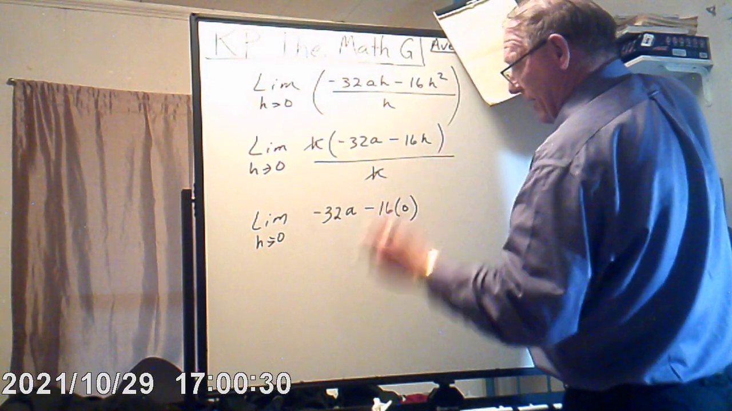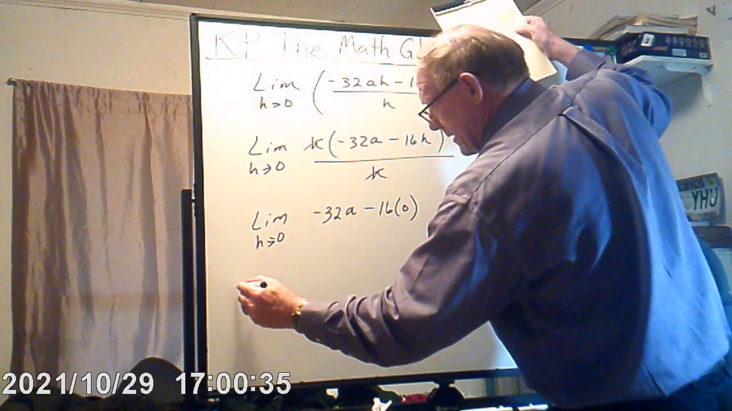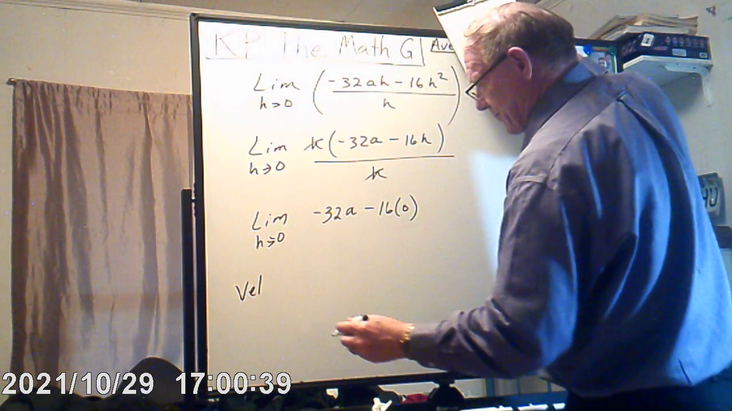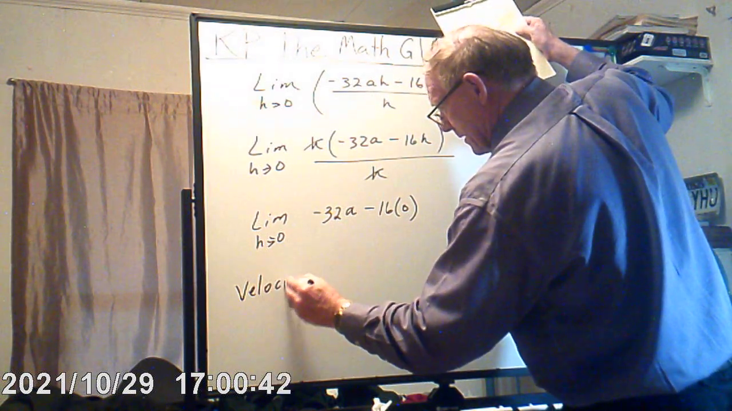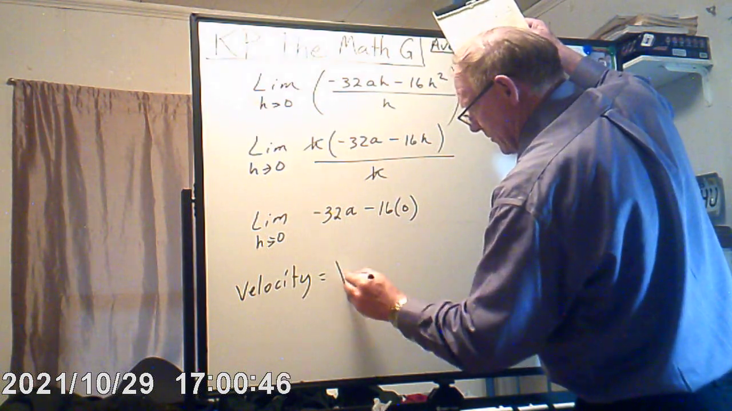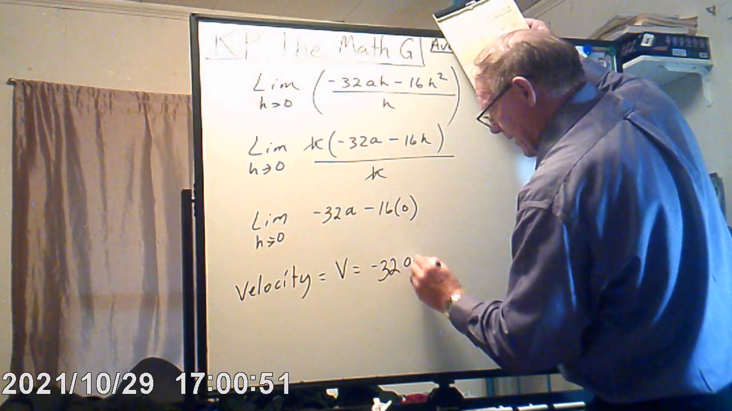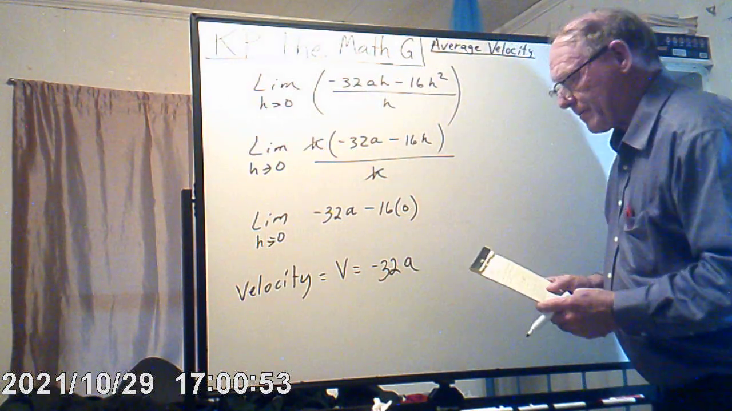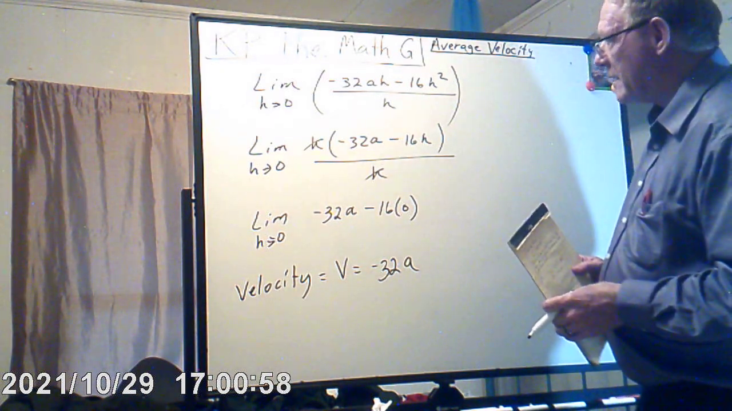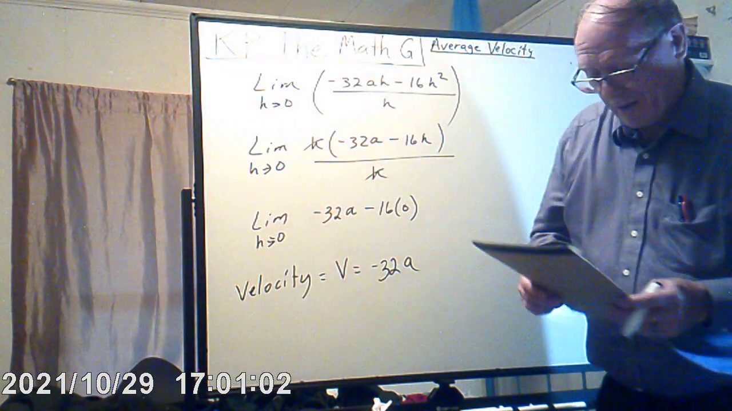That's where we're at. And so the instantaneous velocity, v, is equal to negative 32a. That's it. That's all it is.